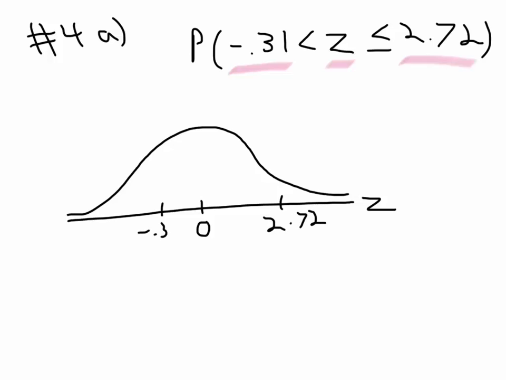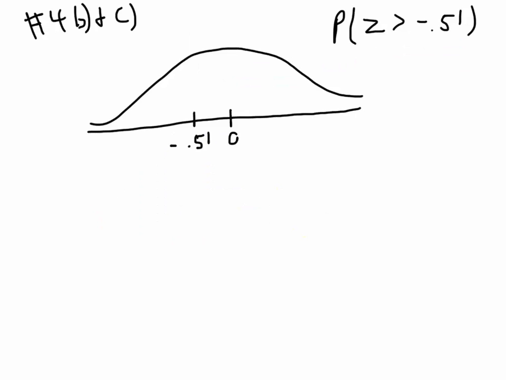is somewhere over here. When we find the CDF of 2.72, we're actually finding all this area to the left of 2.72. Now recall that the total area under the curve has to equal 1. Well, we don't want all the area to the left of 2.72. We want to find what's in between 2.72 and negative 0.31. So if we were to take this red area right here, everything to the left of negative 0.31, we took that away from the CDF of 2.72, we would be left with this yellow stuff that's in between right now.